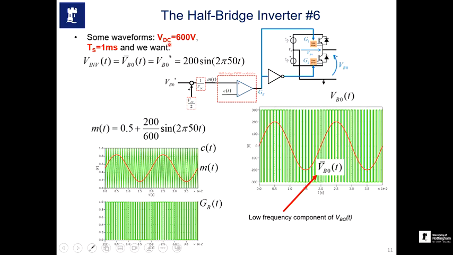So let's assume our input voltage is 600 volt. So the whole DC link voltage is 600 volt. If we assume VDC by 2, each of these voltages is 300, 300. And the triangular waveform that you can see in here, the frequency of CT is 1 kilohertz. Let's assume from the inverter output, we want to generate 200 sine 2 pi 50t. So this is the sinusoidal signal we want at the output of this inverter. So based on this formula, what will be the MT?